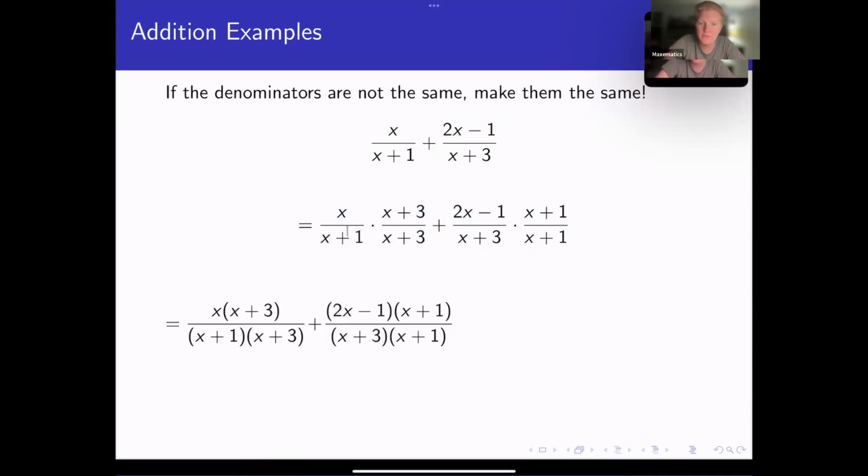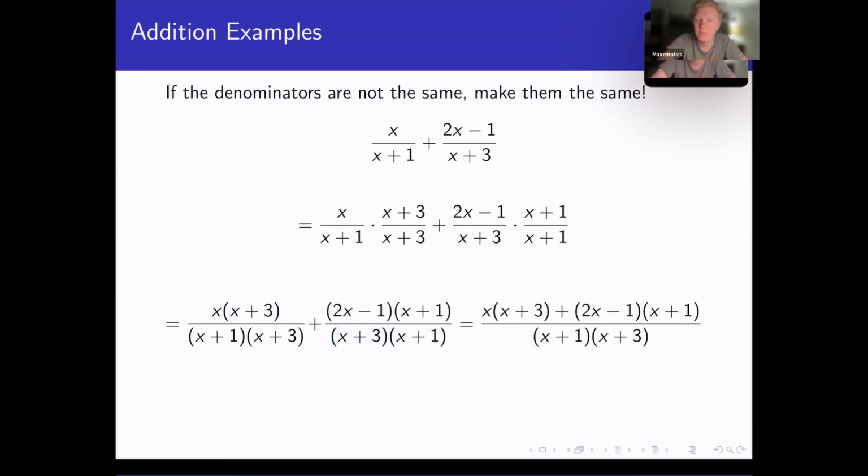Okay, x times x plus 3 is just x times x plus 3. X plus 1 times x plus 3 is just x plus 1 times x plus 3. Don't expand any of these things necessarily, right? If you were to expand the denominator, it's going to change to something expanded that you could refactor. 2x minus 1 times x plus 1 over x plus 3 times x plus 1. And now these denominators are the same. They look a little different, but don't forget, a times b is the same as b times a.